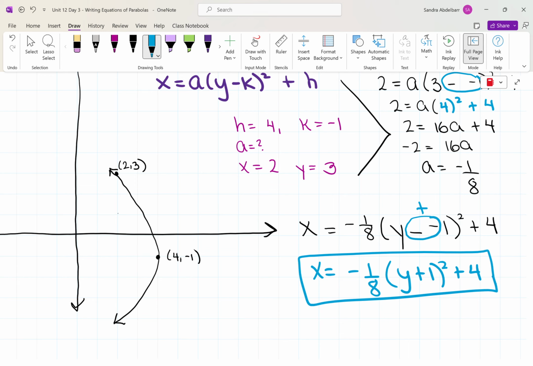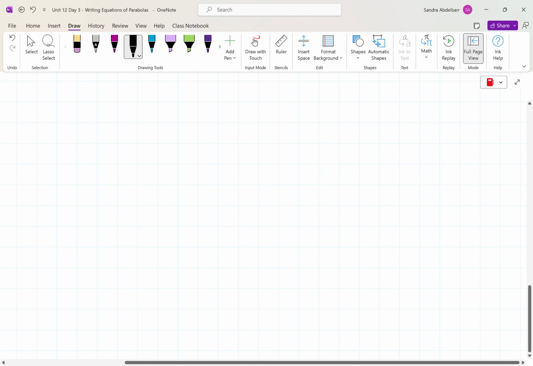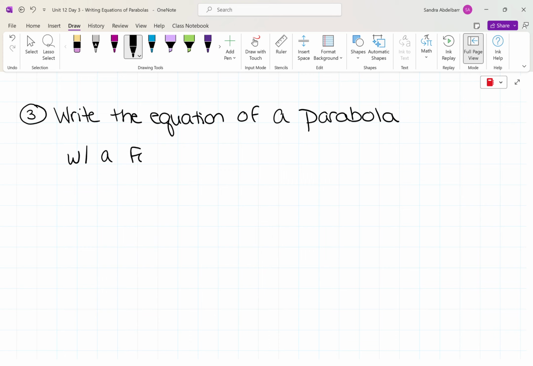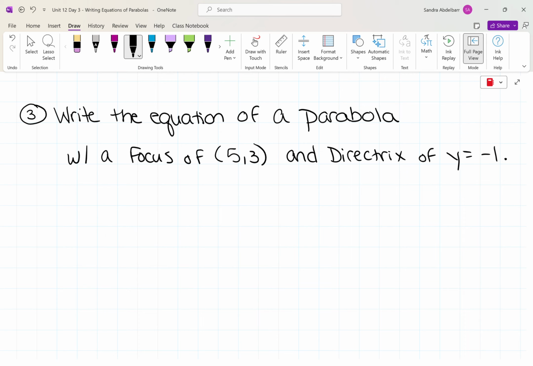All right, we'll do one more problem and then we will stop. So I want us to write the equation of a parabola with a focus of 5,3 and directrix of y equals -1.